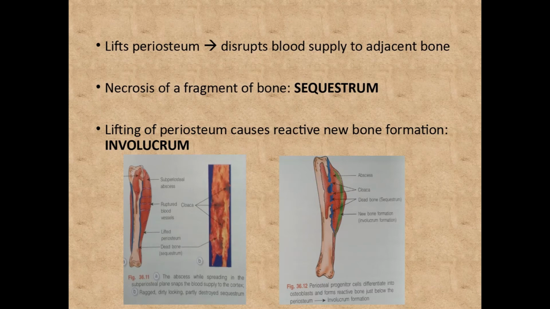Now because of this sequestrum, multiple holes or pores will be created at the cortex of the bone, right? So those holes or pores are called cloaca. In the second image, you are able to see cloaca, and also since the periosteum is being lifted up, osteoblasts will start laying new bone, which is called involucrum. It is identified by the green color in the image.